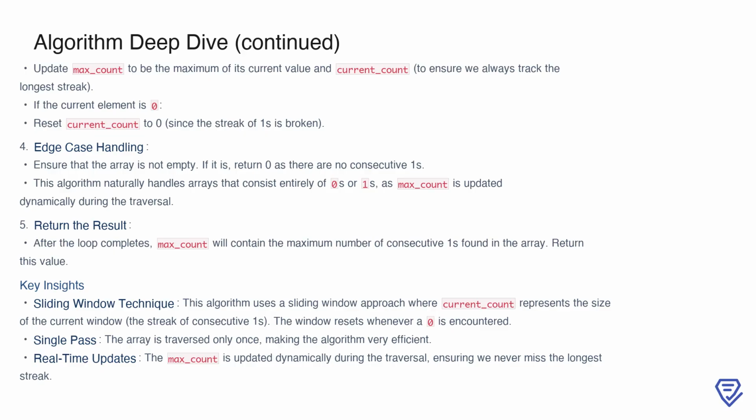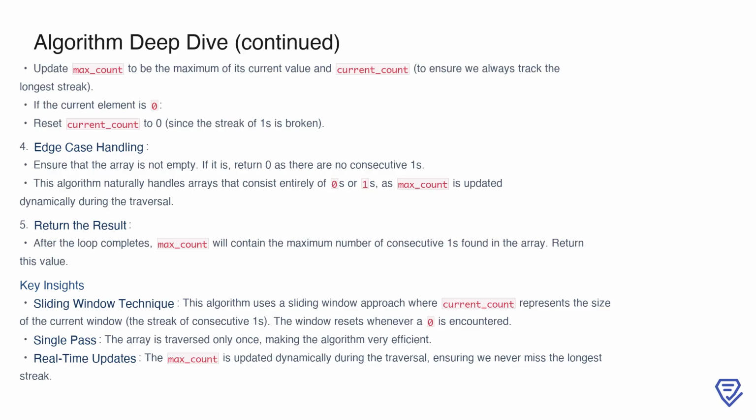To handle edge cases, we verify whether the array is empty. If it is, we return 0 since no ones are present. Arrays consisting entirely of zeros or ones are handled naturally by the algorithm, as max_count is updated dynamically during traversal. Finally, once the loop ends, max_count contains the result, representing the maximum number of consecutive ones in the array.